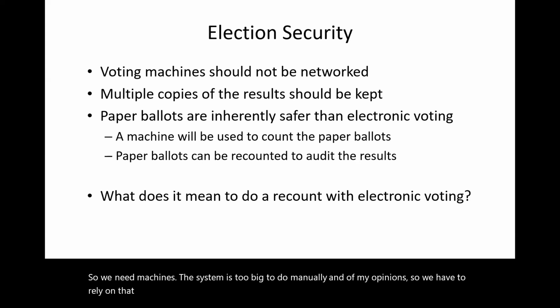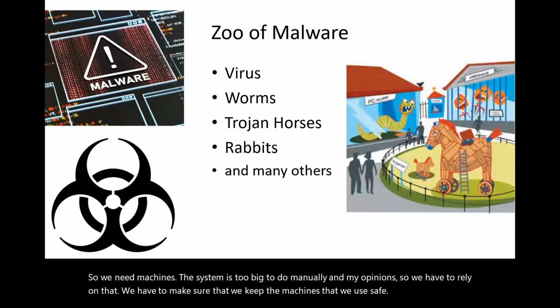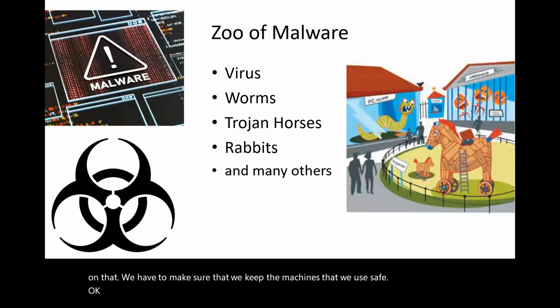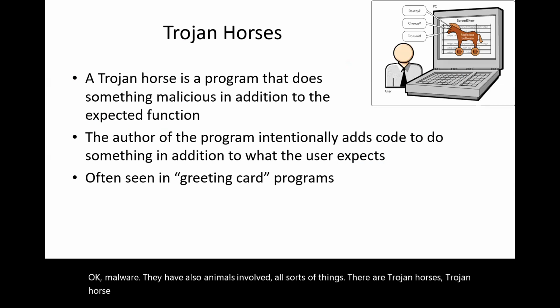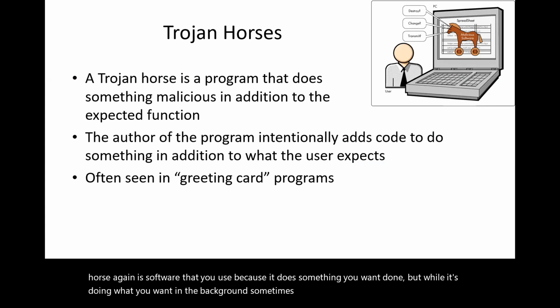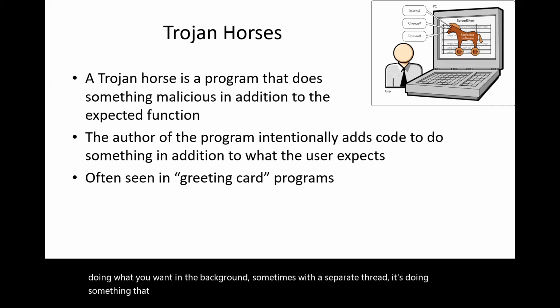We have to make sure that we keep the machines that we use safe. Okay, malware. They have also animals involved, all sorts of things. There are Trojan horses. Trojan horse, again, is software that you use because it does something you want done, but while it's doing what you want, in the background, sometimes with a separate thread, it's doing something that you don't want done.